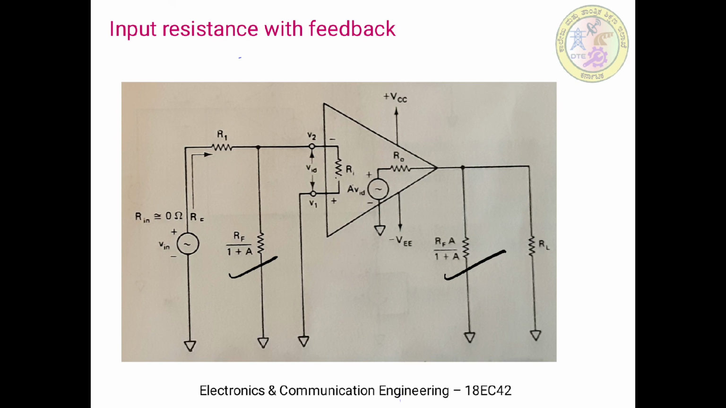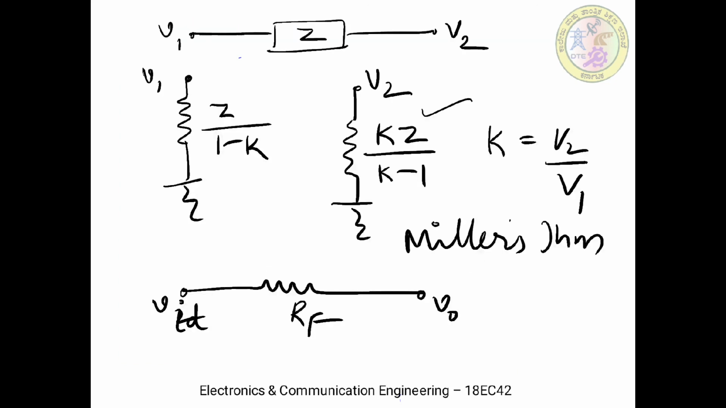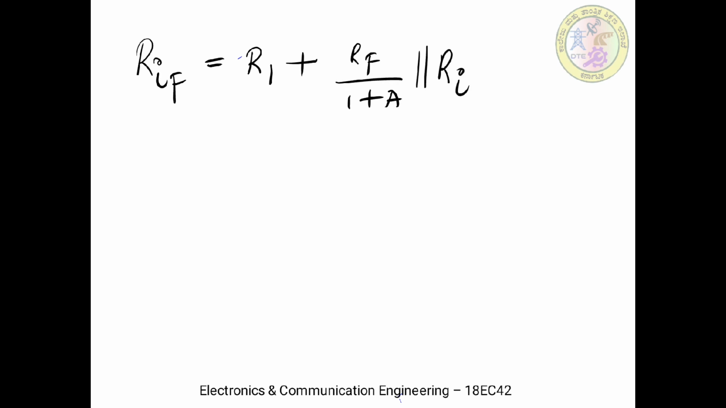Now here what we see is this RF into 1 plus A and the input resistance Ri of the amplifier are in parallel, and that combination is in series with the R1 resistance. Okay, so therefore now the input resistance in presence of feedback is given by R1 in series with RF by 1 plus A, which is the first Miller component, and this will come in parallel with the input resistance Ri. Okay, so this is the RIF equation.